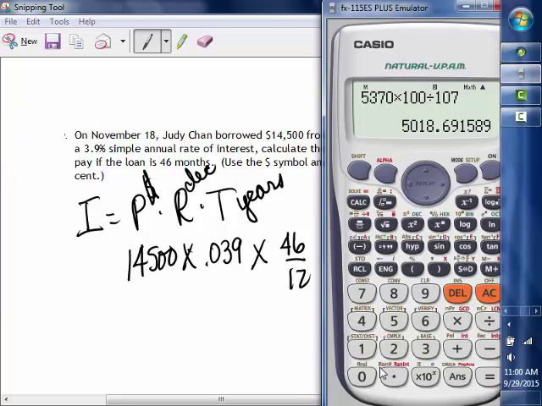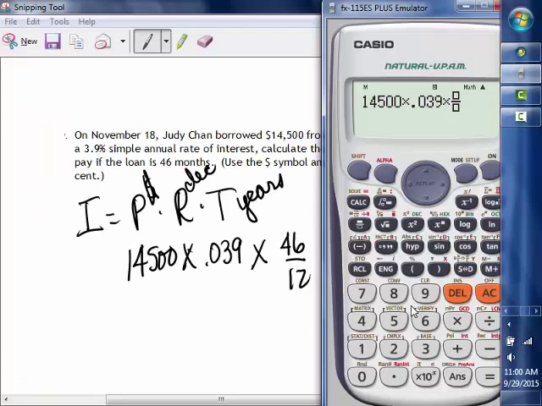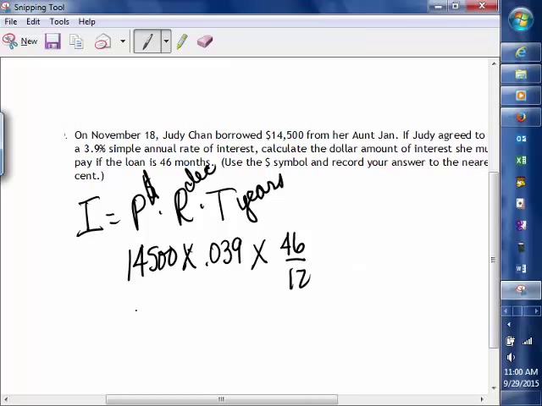So on our calculator, we would press 14,500 times 0.039 times fraction 46/12, and we get 2,167.75.